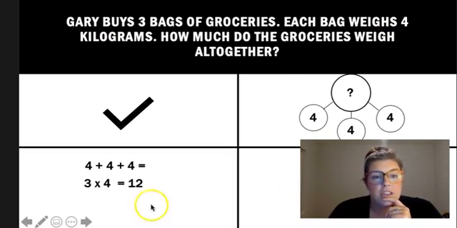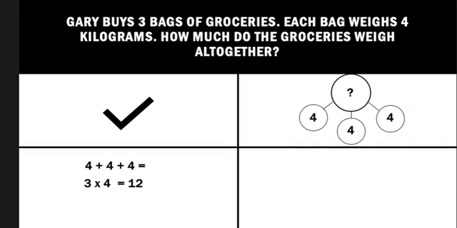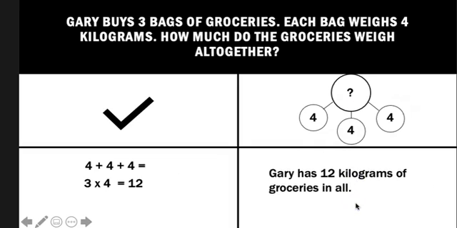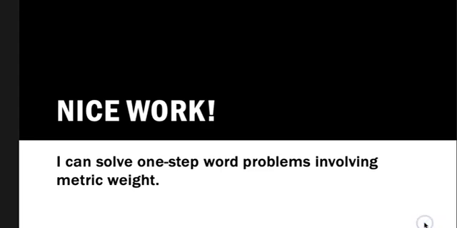I want to make sure to use my answer to answer the question they've asked up here in a nice juicy sentence, and I'm going to use his name. Okay, I could say he has 12 kilograms, but that doesn't really explain what it's talking about. So let's look at a juicier sentence. Gary has 12 kilograms of groceries in all. That is a juicy sentence. I love it.